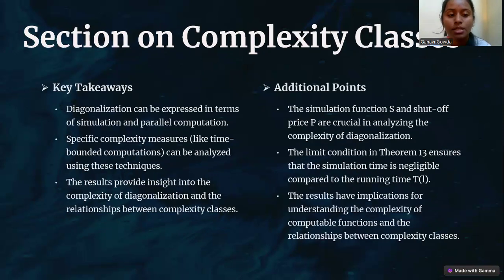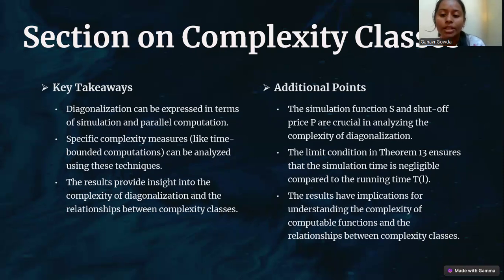Diagonalization can be expressed in terms of simulation and parallel computations. Specific complexity measures like time-bounded computations can be analyzed using these techniques. The results provide insights into the complexity of diagonalizations and the relationship between the complexity classes. The simulation function S and the set of P's are crucial in analyzing the complexity and diagonalization. The limit conditions in Theorem 13 ensure that the simulation time is negligible compared to the running time T.